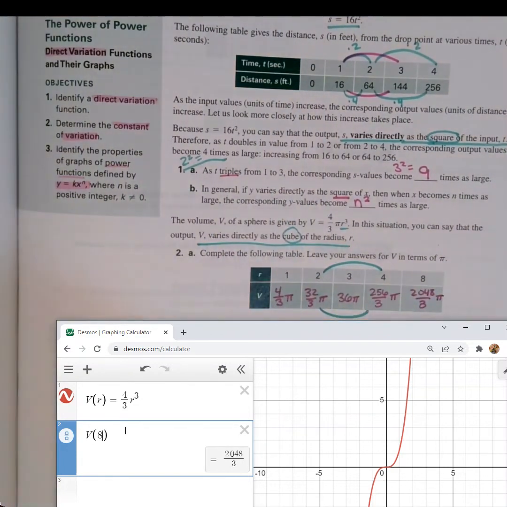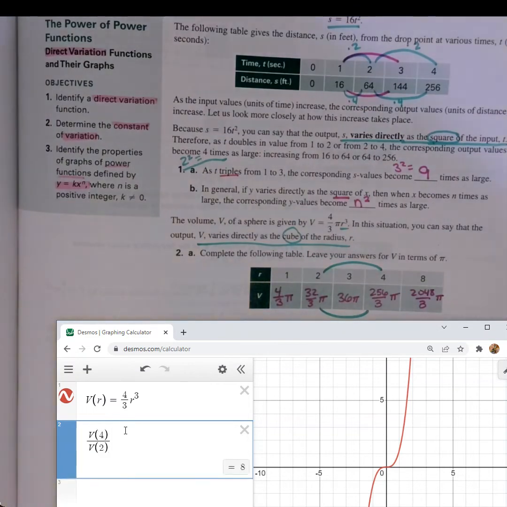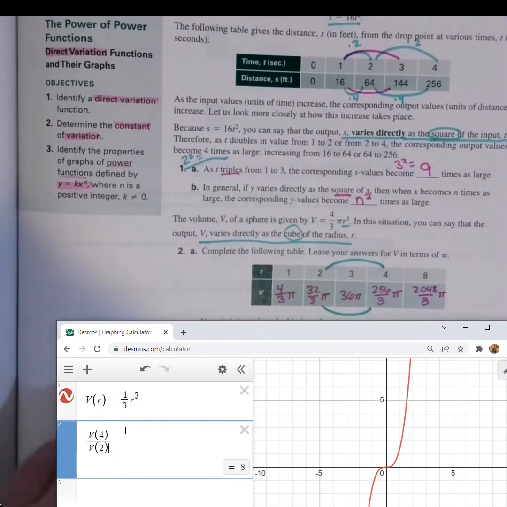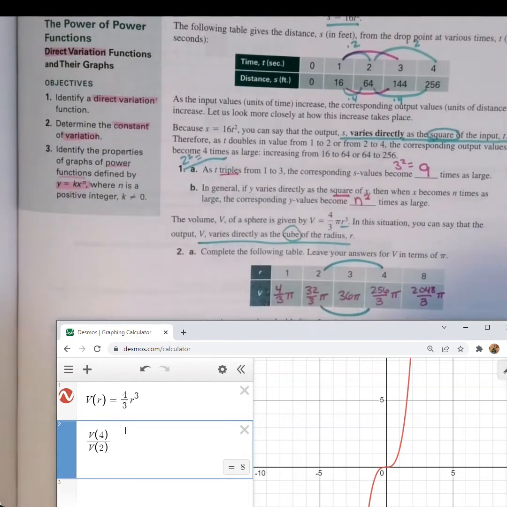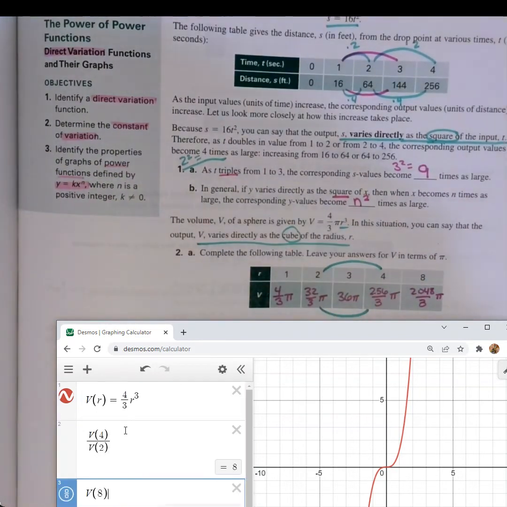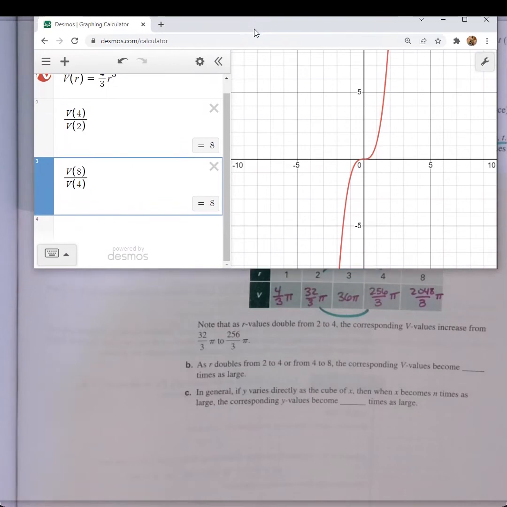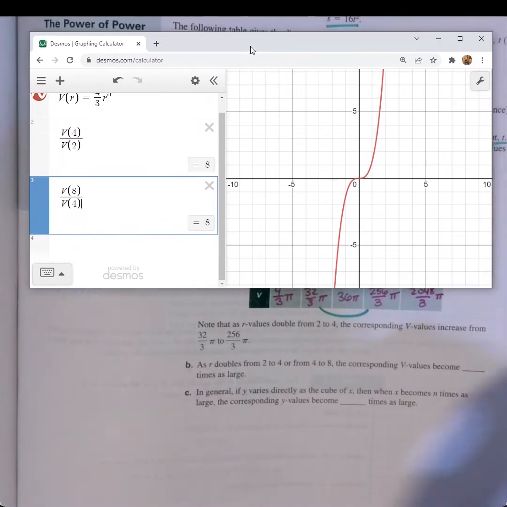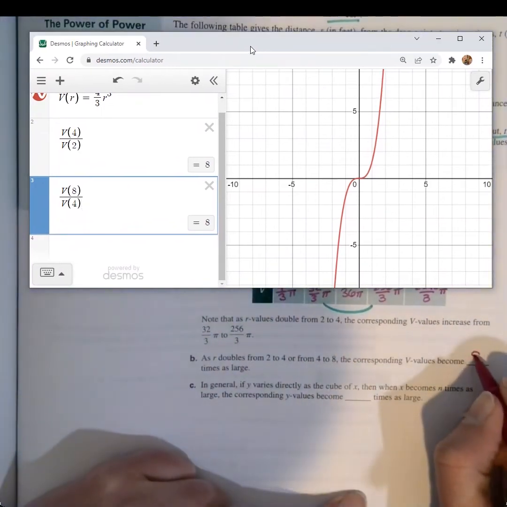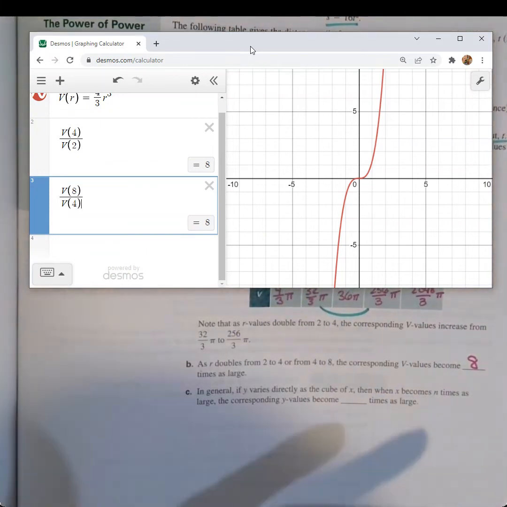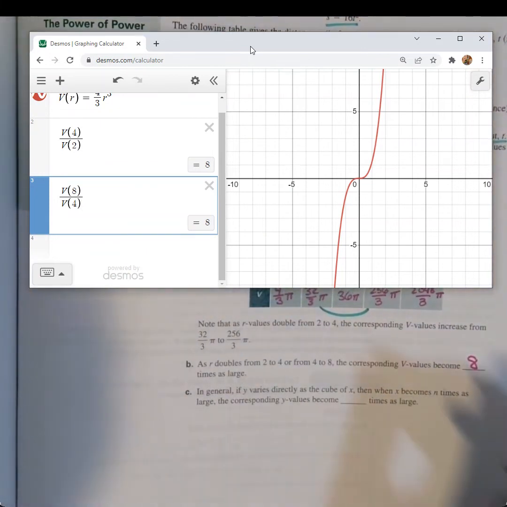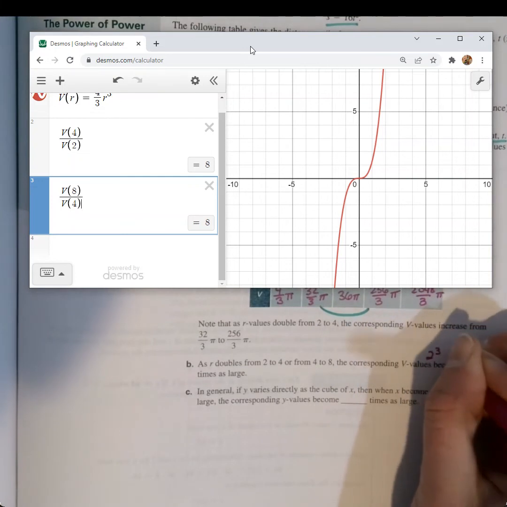The easiest way to check that is just to type V of 4 divided by V of 2, and the output got 8 times as large. So as R doubles from 2 to 4, or from 4 to 8, let's check 4 to 8. If I compare V of 8 to V of 4, it's also 8 times as large. Not surprising, because this has an R cubed inside of it, and 2 cubed is equal to 8.